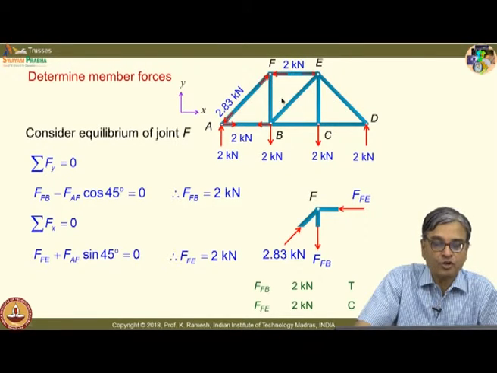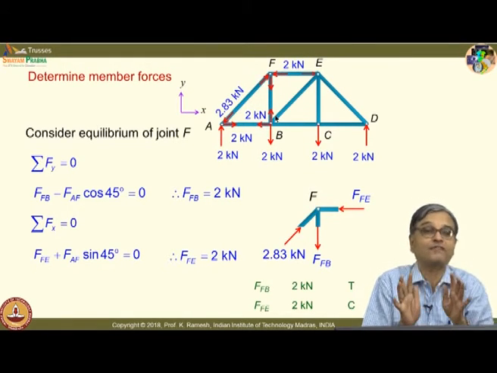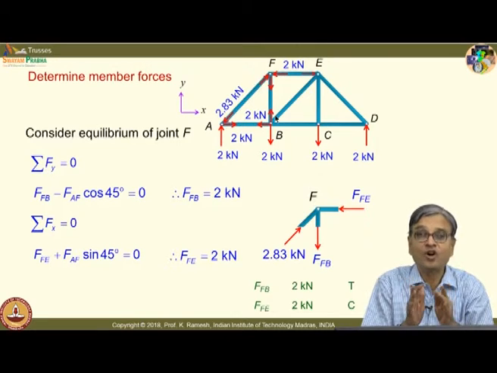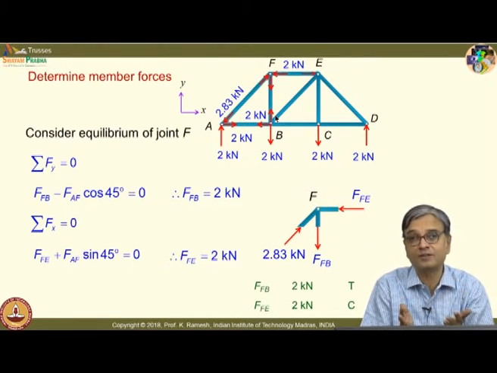I have 2 kilonewton acting on this, and I have 2 kilonewton acting on this member. This member is in tension, but if I look at the arrows, it gives me an impression that this is under compression. Do not get confused, have a clarity on interpreting the symbolism. You are practicing symbolism here.